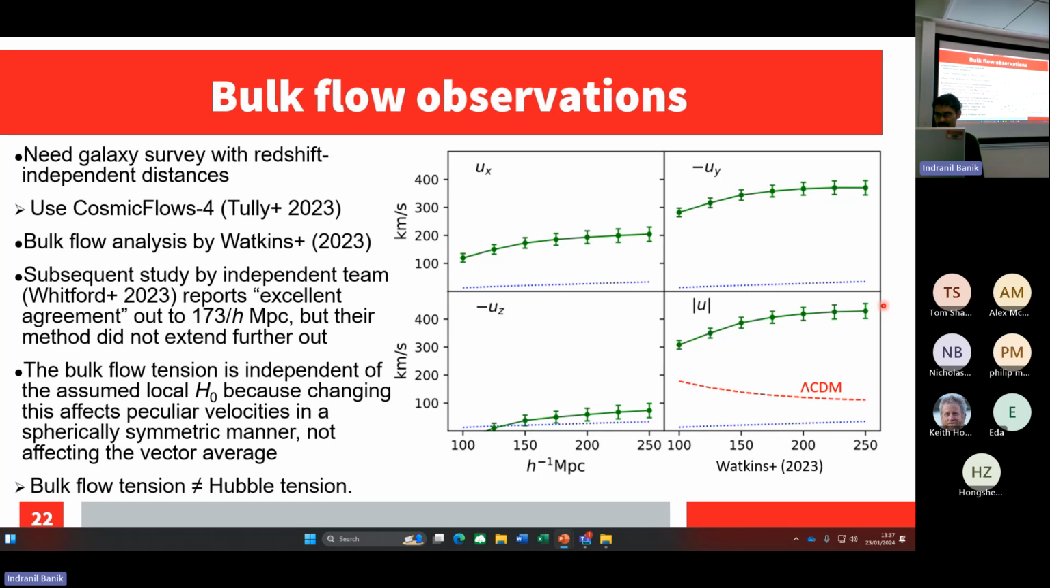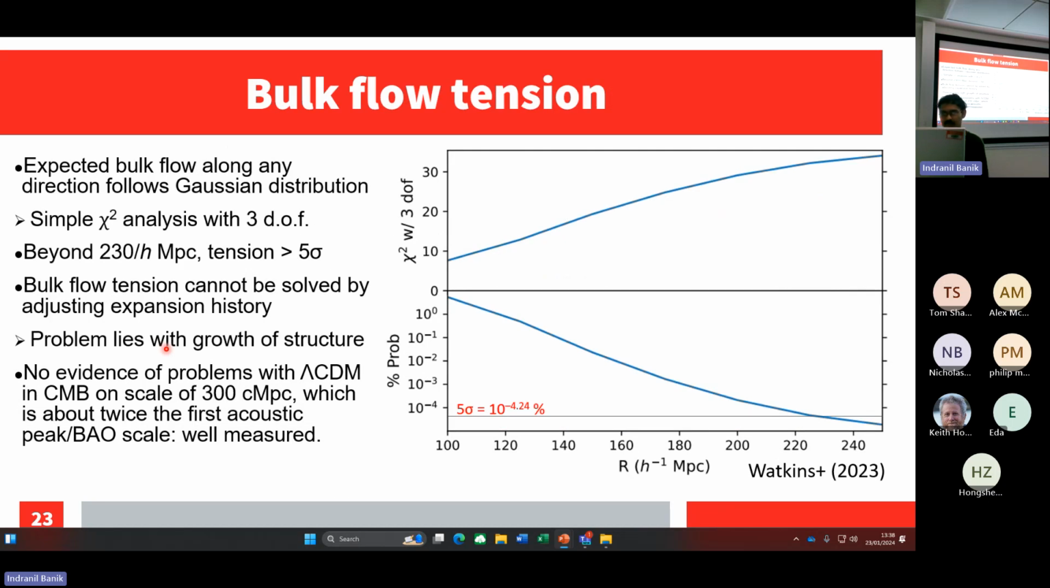There is very significant tension with ΛCDM, which was also confirmed by another team subsequently. Basically, there is a serious tension with the bulk flow observation. This was quantified by the authors with a chi-square analysis. Basically, there's a certain amount of bulk flow.